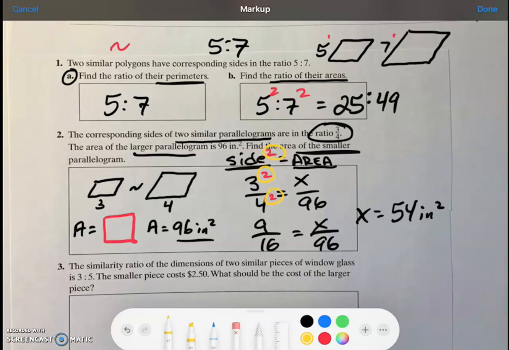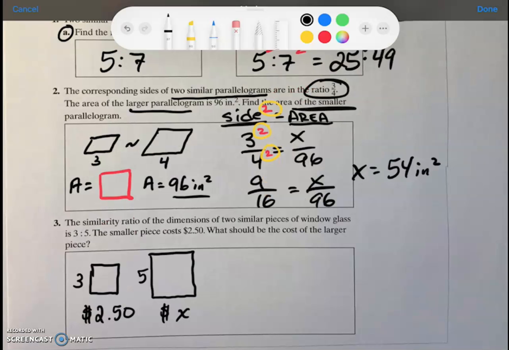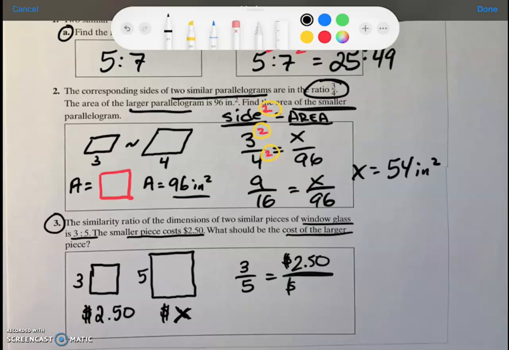Okay, number 3 here, the similarity ratio of the dimensions of two similar pieces of glass windows is 3 to 5. So I drew two windows there on the bottom. The smaller piece costs $2.50. What should the cost of the larger piece be? So this will be our X here, down here. Again, even though I drew a rectangle, it is not a base times height type problem. It's a comparison problem. And when you do this, you're basically going to say small to large is equal to small price, $2.50, to large price, I don't know, X.